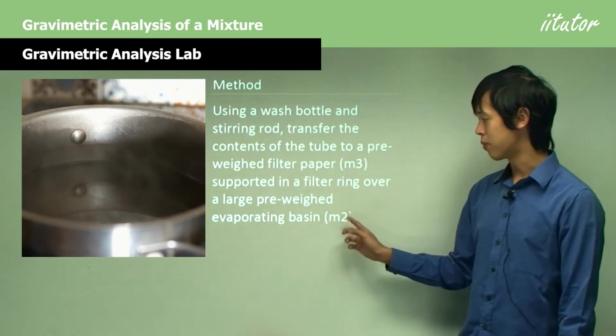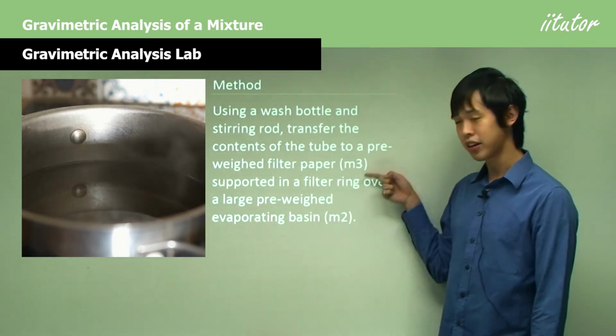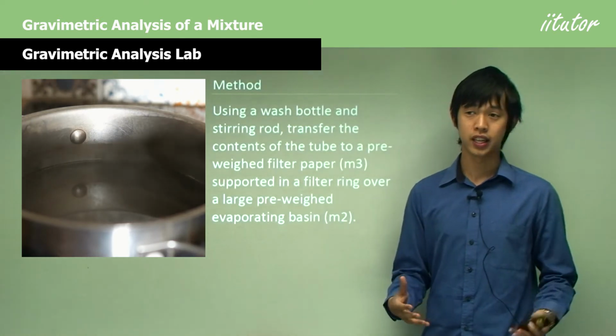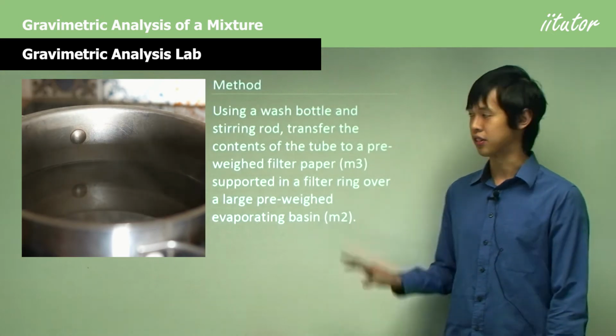And so the pre-weighed evaporating basin has a mass of M2. Basically, M2 and M3 are just the weights of part of the apparatus that we're using, not really the mixture of sand and salt and water. It's just the apparatus. So just keep that in mind.